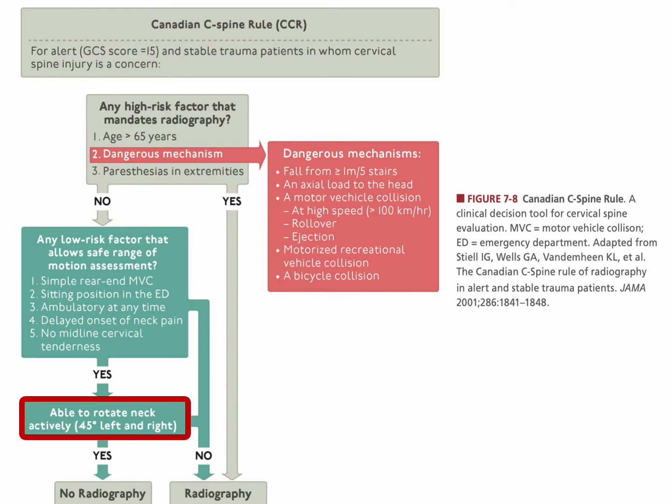For patients without any high-risk factors and presence of any low-risk factors, we can subsequently request them to actively rotate their neck 45 degrees to the left and right. If they can't perform the active rotation or complaining of pain, then radiography is warranted. However, if they can perform active rotation without pain, we can rule out cervical spine injury without radiograph.